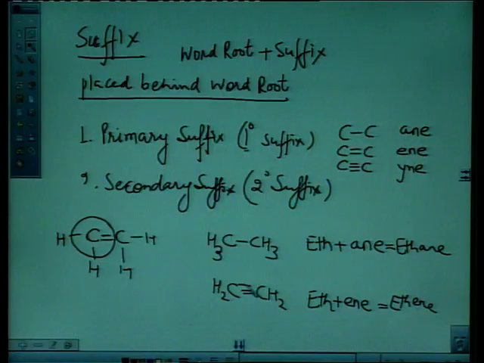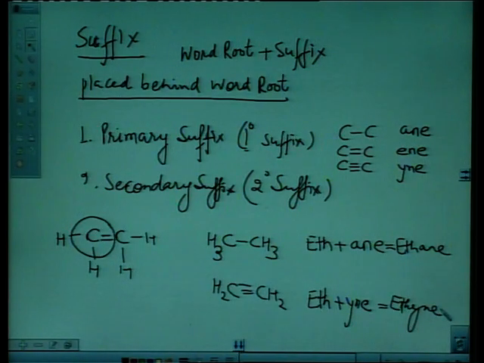If I write a triple bond here, then the name will be eth plus ine. This is ethyne, as there is a triple bond in it. So, primary suffix tells about the multiplicity of bond. If there is a single bond, then we will write ane. If there is a double bond, then we will write ene, and if there is a triple bond, then we will write ine.